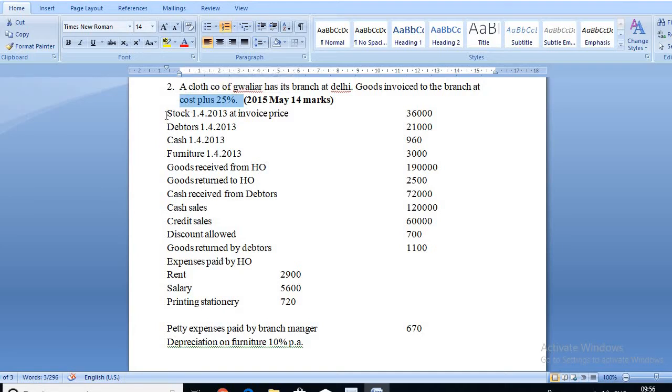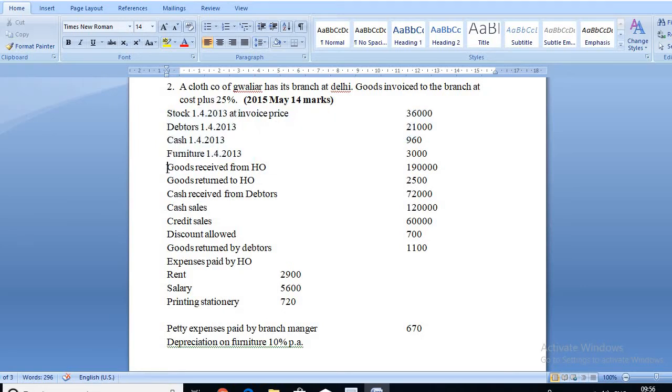So the next transaction is stock on 1/4/2013, debtors on 1/4/2013, cash on 1/4/2013, furniture on 1/4/2013. This stock, debtor, cash and furniture, these are assets and they're given at opening date. So which means opening assets. And we know that all opening assets should be debited in branch account.